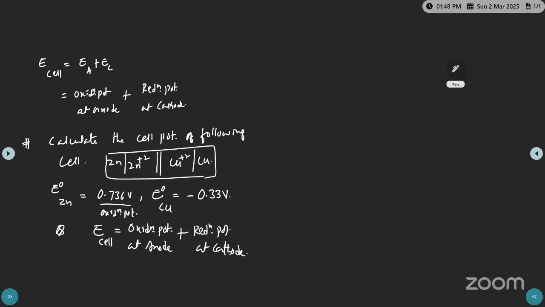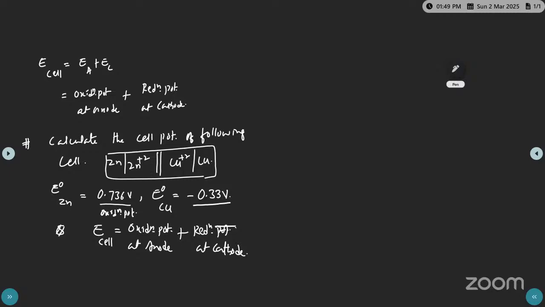Next, observe the potential at copper. The standard potential at copper is minus 0.33 volts. Is the given potential oxidation potential or reduction potential? The given potential at copper is oxidation potential.